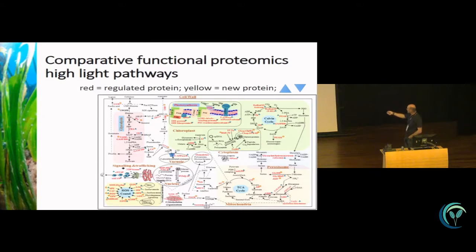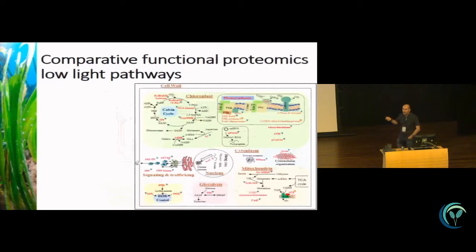Photosystems are responding. There's responses all over the metabolism to high light. Low light is a much calmer image, and there's a lot less detail. Photosystems are downregulated. Reactive oxygen is downregulated. There's not as much happening in the low light proteome. But we don't have pathways. We've just got protein regulation. We can't map that onto anything.